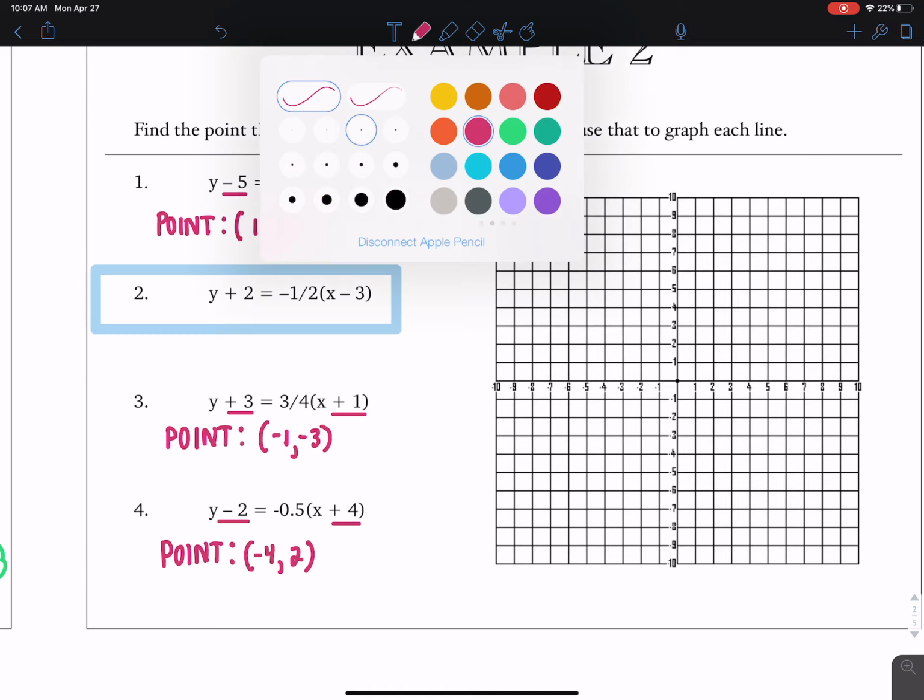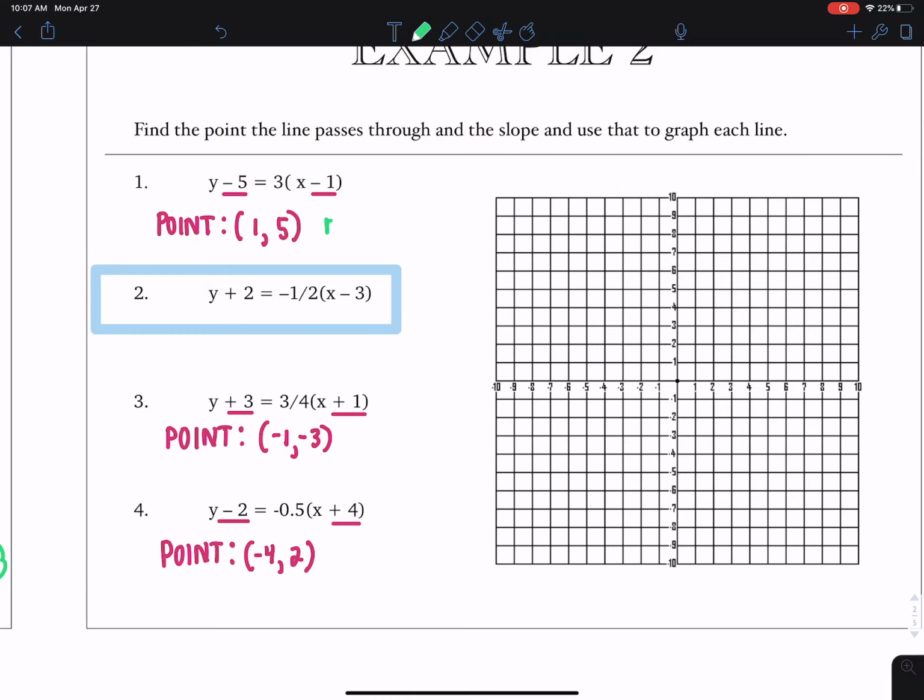And then for each one of these, we need the slope. So in the first one, our slope is just in front of the parentheses, which is the number 3. We can use that as 3/1. In number 3, again in front of the parentheses, so we have 3/4. And then in front of the parentheses for number 4, we have -0.5, which is much easier to use as a fraction because we can go down 1 and over 2.